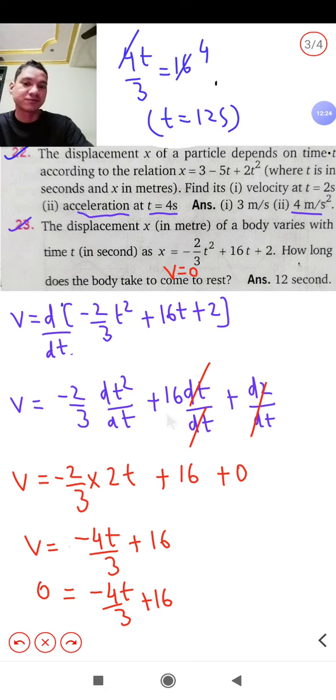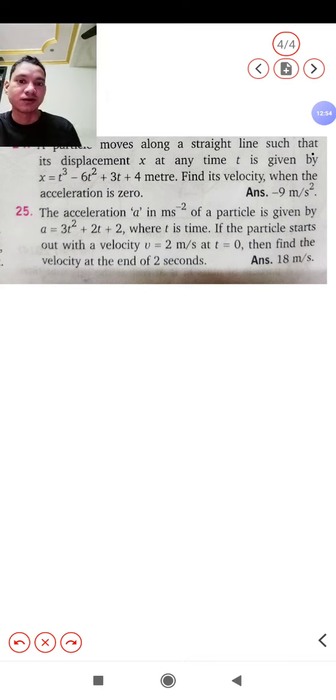So first part is about differentiation, second part is about understanding the statement. Here, how long means we need to find out the time. Does the body take to come to rest means final velocity will be 0. So put 0 in place of velocity and only t will remain in the expression. So we can find the expression for time. Now these numericals were related to differentiation. Let's move on and solve one related to integration.